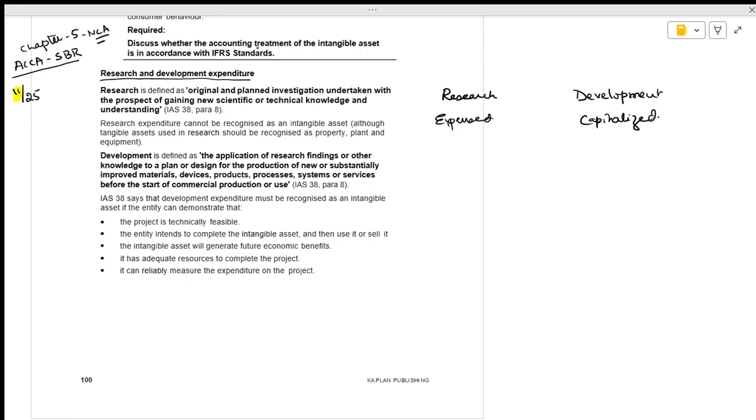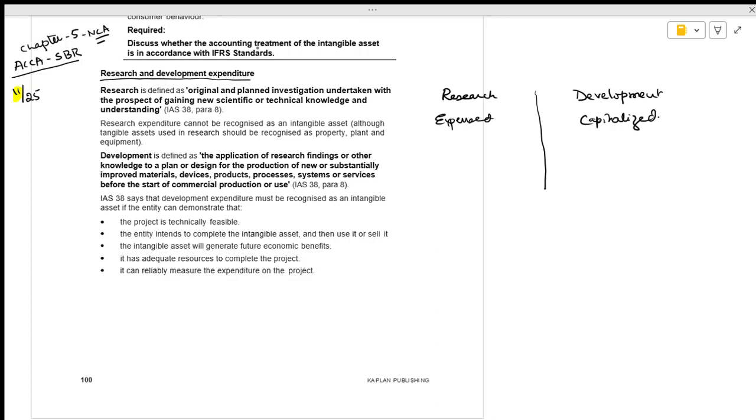So we have to draw a line, which one is the research expenditure and which one is the development. Anything with research is in the process. Research will be successful, research will not be successful, but development is what? Development is once we are succeeding, we are successful in doing the things, and subsequently it will progress further. So that is the basic difference between research and development.